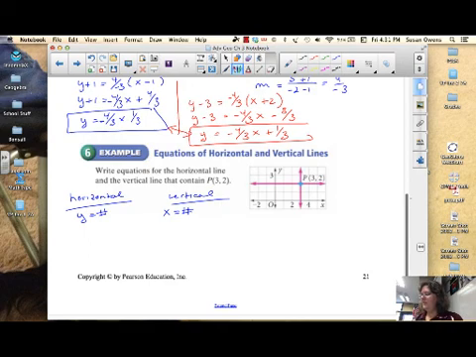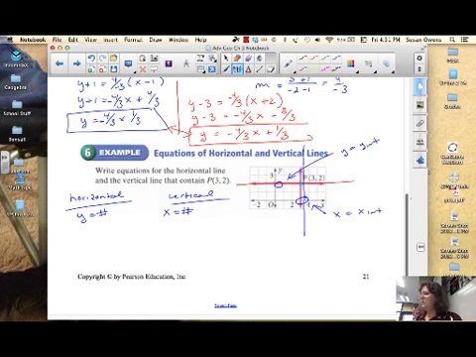Okay. Now, a nice easy way to remember which one is which: if you take a look at the horizontal line, notice it crosses the y-axis. And so it's going to be y equals whatever number it is that it crosses the y-axis at. So this is going to be y equals whatever this y-intercept is. And if you take a look at the vertical line, it crosses the x-axis. Okay? And so it's going to be x equals whatever that x-intercept is that it crosses the x-axis.